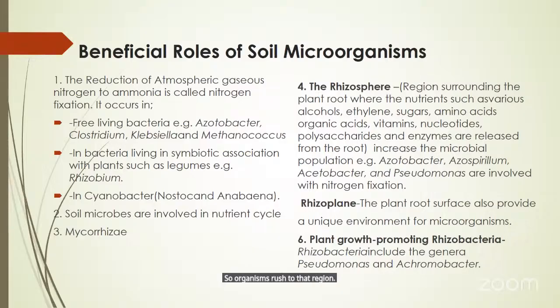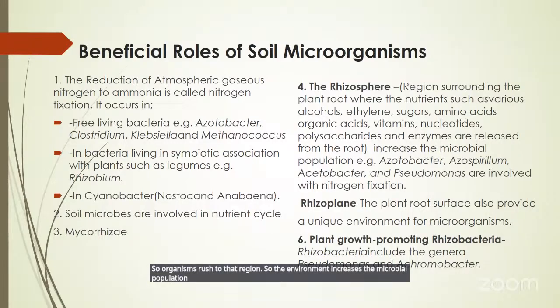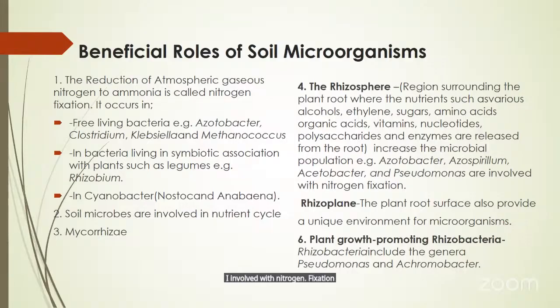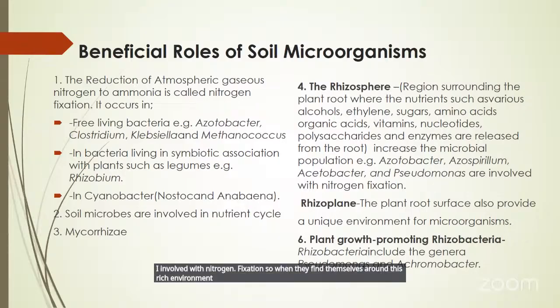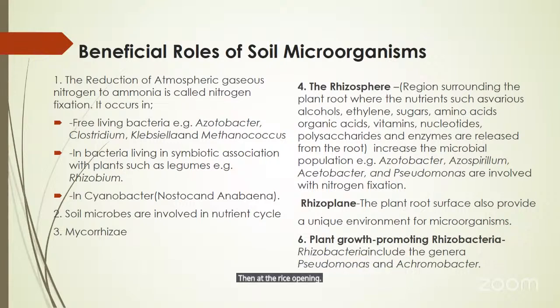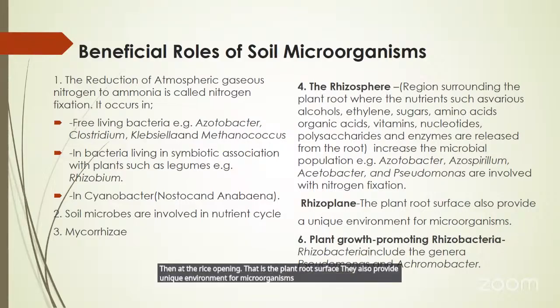So the environment increases the microbial population. For example, Azotobacter, Azospirillum, Acetobacter, and Pseudomonas are involved with nitrogen fixation. So when they find themselves around this rich environment, they are able to help to fix nitrogen in the environment. Then at the rhizoplane, that is the plant root surface, they also provide a unique environment for microorganisms because of the richness of the components in that region.